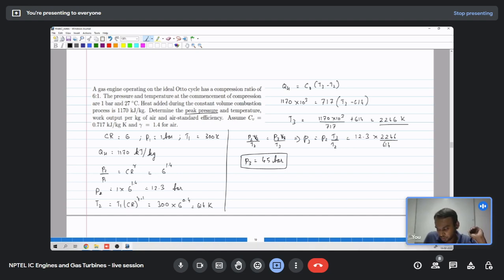Now work output per kg of air and air standard efficiency have to be calculated. So air standard efficiency is 1 minus 1 by compression ratio power gamma minus 1, which is 1 minus 1 by 6 power 0.4. So this is 51.16%. Now work output is QH into efficiency. So efficiency is 0.5116 into QH is 1170.